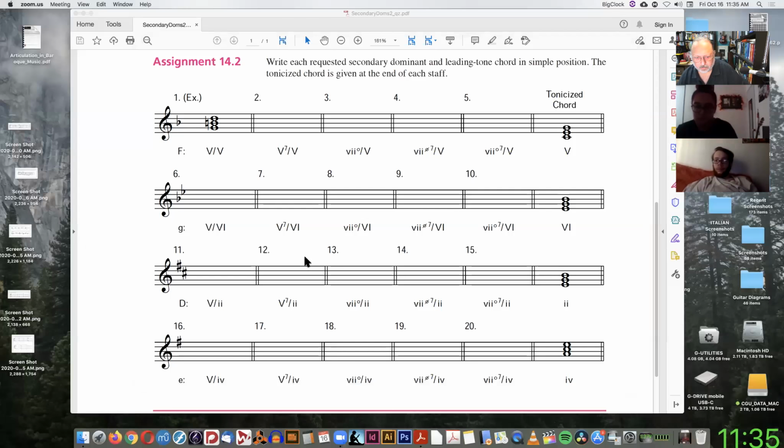Okay, so now we did G minor. Now our diminished seven. So G is our G minor scale. G, A, B flat, C, D, E flat, F, G. So we got a B flat there. 1, 2, 3, 4, 5, flat 6. And we have a flat 7.